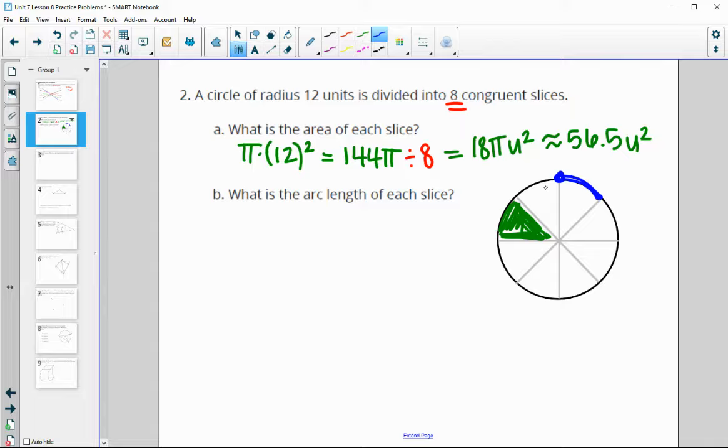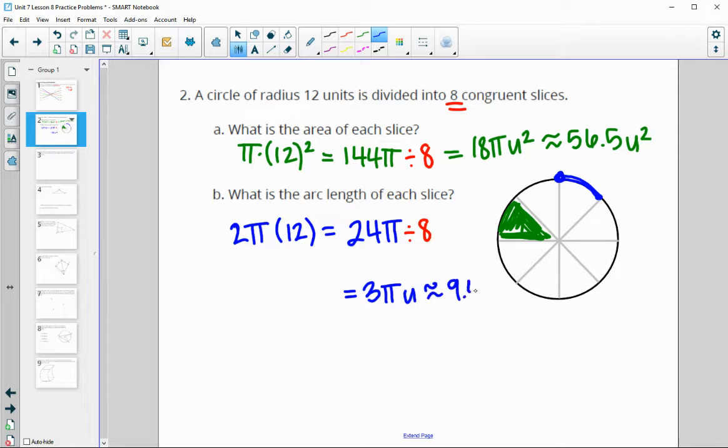Arc length is part of the circumference, so part of the whole way around. So for circumference, we do 2 times pi times the radius to get the entire circumference, which in this case would be 24 pi. Then we're going to divide that circumference into 8 equal chunks, and each little slice of the arc is going to be 3 pi units. Again, you can type that into your calculator to get approximately 9.4 units for each little arc.